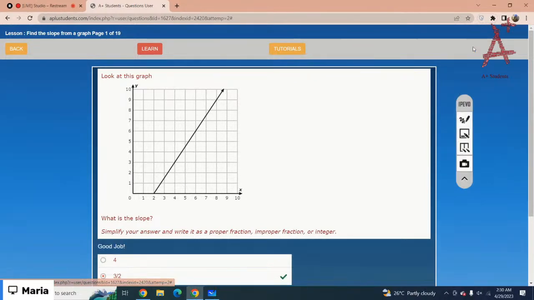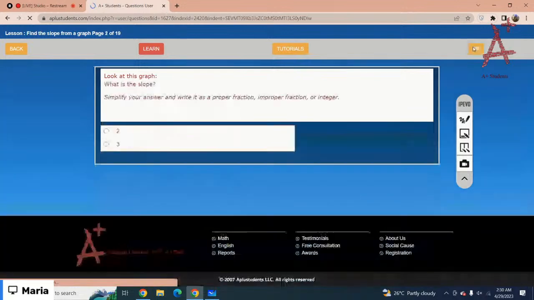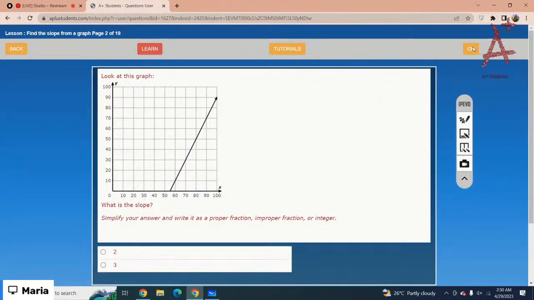So if you learn the method by using the graph, that would be very easy. Just select any 2 points. Got it?